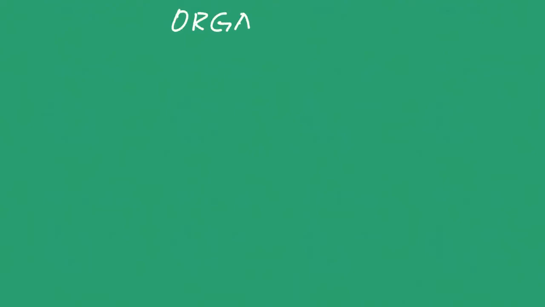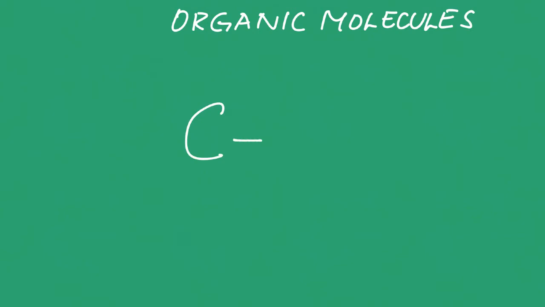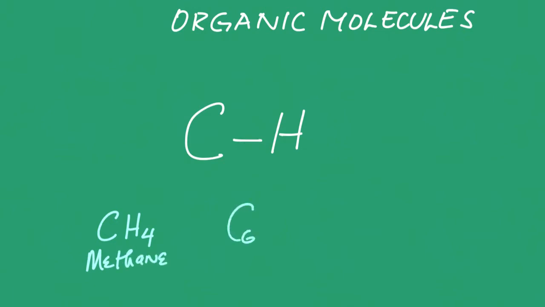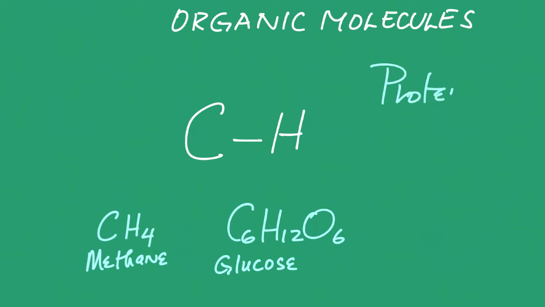So what's the difference between an organic molecule and an inorganic molecule? All organic molecules will have a carbon and a hydrogen with a covalent bond in between. So methane, which is CH4, is an organic molecule because it has carbon and hydrogen. Glucose is an organic molecule because it also has carbon and hydrogen.